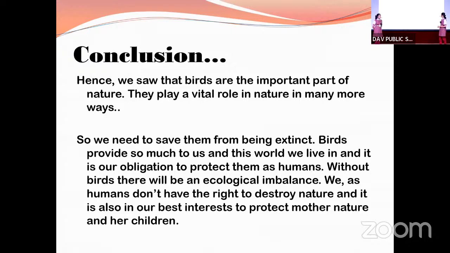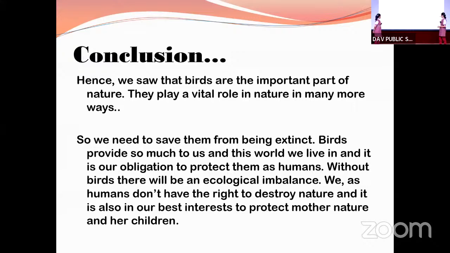Hence, we saw that birds are important parts of nature. They play a vital role in nature in many more ways. So, we need to save them from becoming extinct. Birds provide so much to us and this world we live in, and it is our obligation to protect them as humans. Without birds, there will be an ecological imbalance.